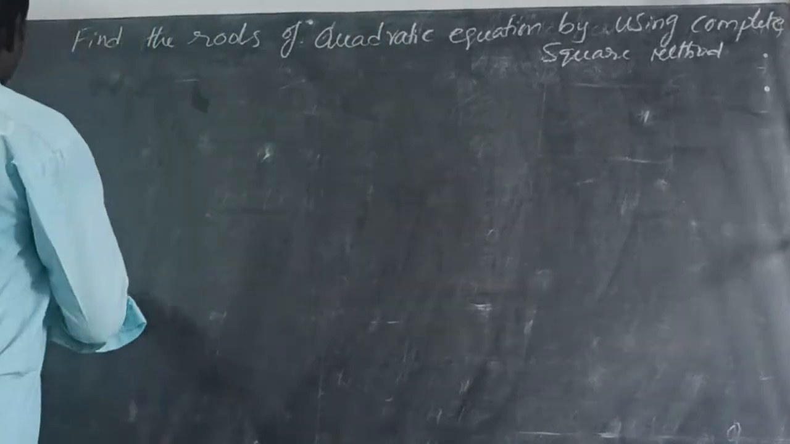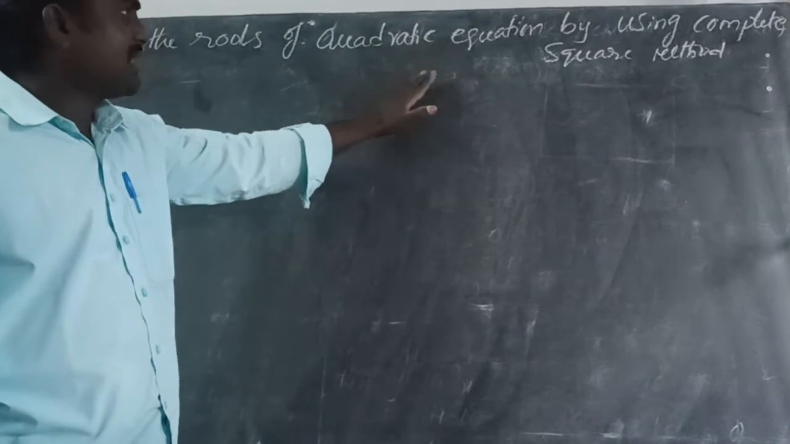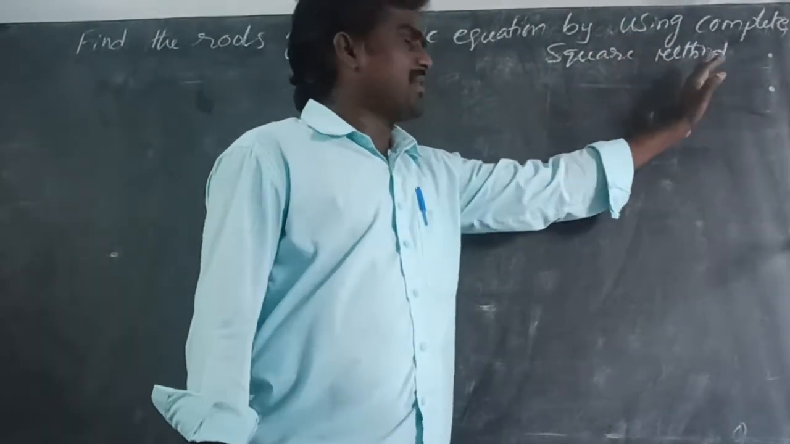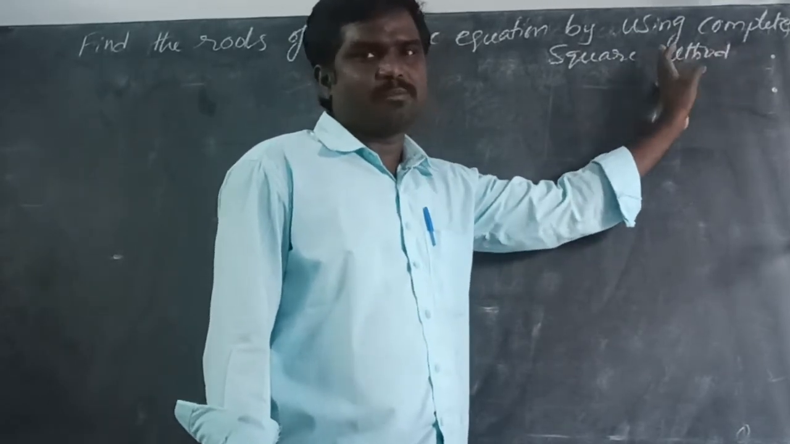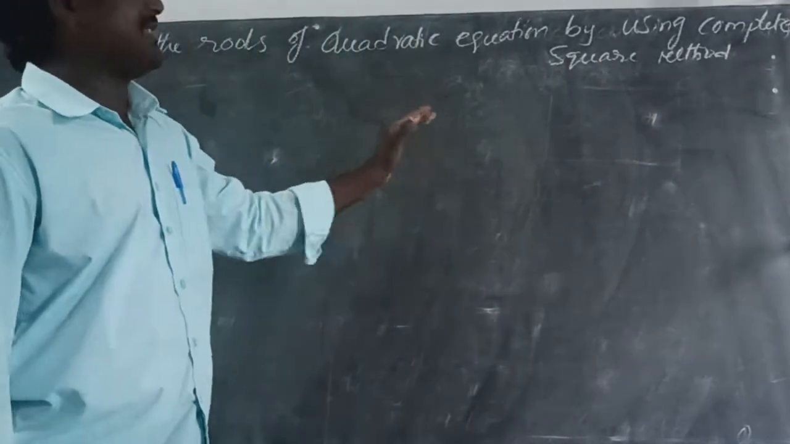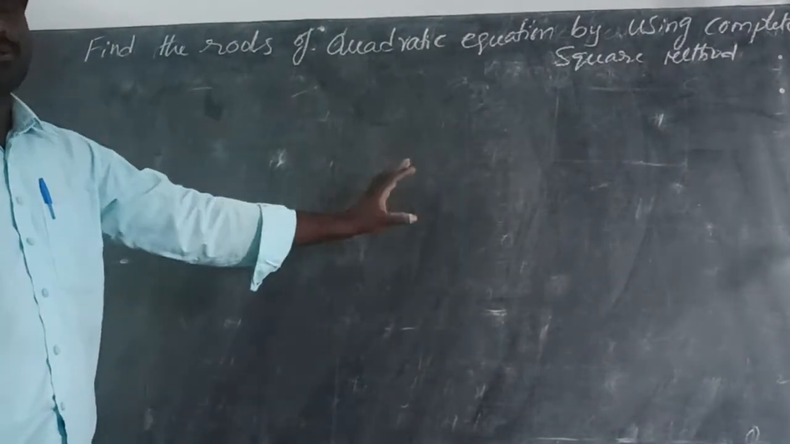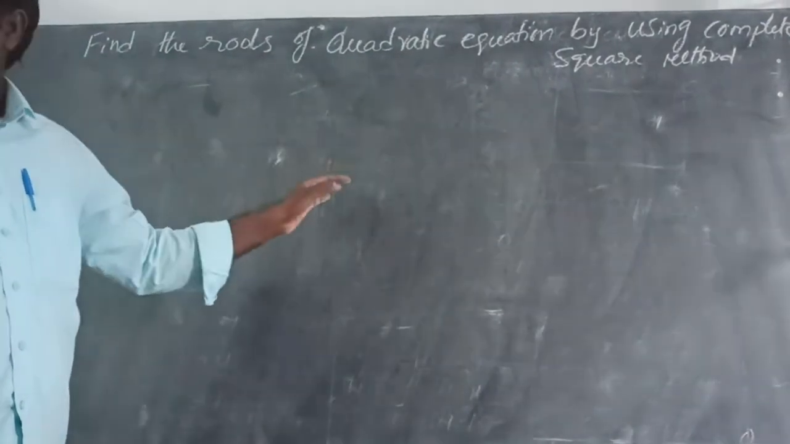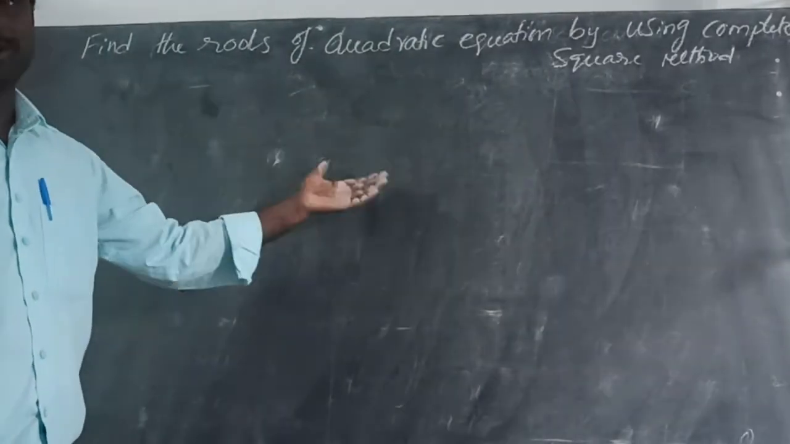So here, what is the general form of a quadratic equation? ax square plus bx plus c. Okay, but using the complete square method. Complete square method means what? a square plus 2ab plus b square form. The expression we can change in the form of a square plus 2ab plus b square, then we can write it as (a plus b) whole square. Or a square minus 2ab plus b square we can write as (a minus b) whole square.